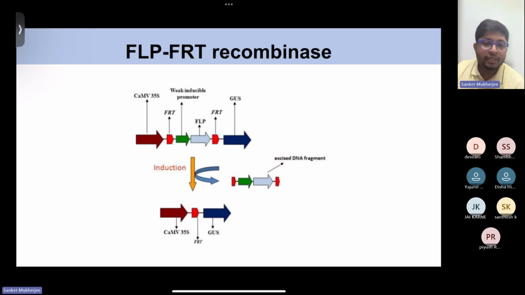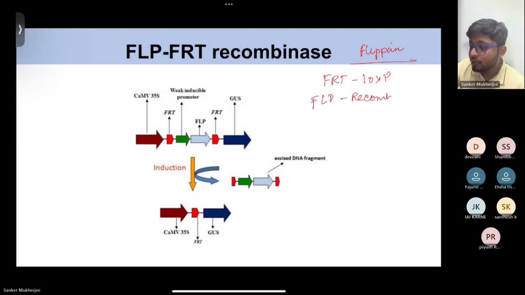Similarly, for FLP, FRT recombinase, also known as flipase. Here, FRT is similar to LOXP in the case of the Cre-LOXP system. FRT is present on either end of an exon, and FLP is the recombinase enzyme. So whenever a recombinase is produced, it will cause excision of that fragment.